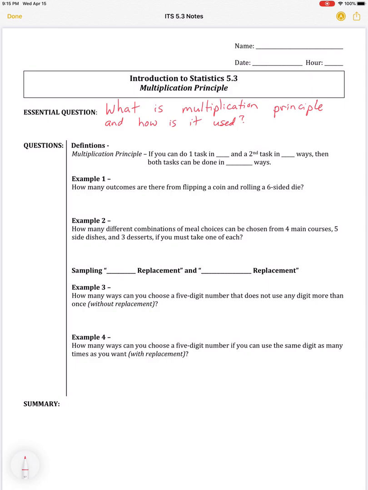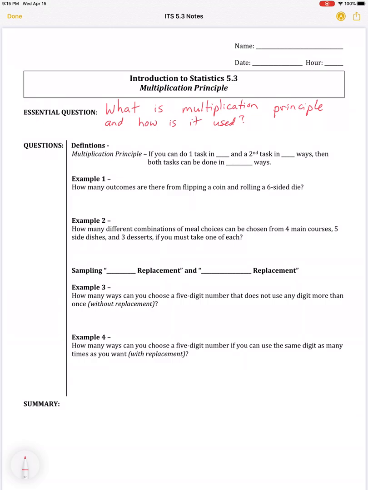All right, so today we're going to go into 5.3, which you don't have because I didn't print this for you. But if you have a printer, you can print out the notes, or you can just follow along in a notebook, loose paper. That'll work just fine. It's pretty short. We're going to cover the multiplication principle and how it is used. So if you recall, on Tuesday we did probability. The multiplication principle actually helps us find probability.